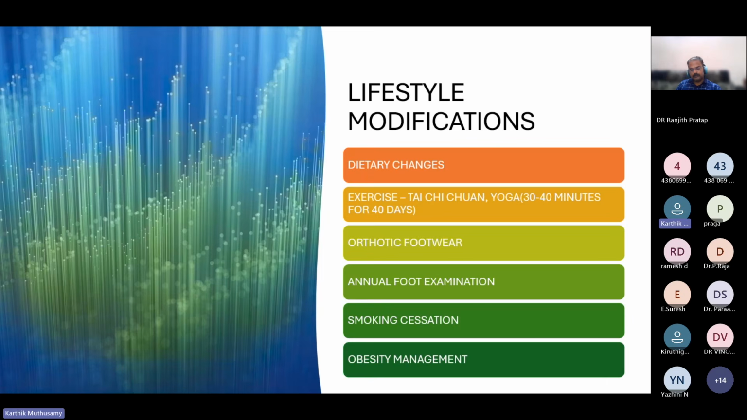Next, orthotic footwear is very much essential for preventing skin ulcers and arresting the progression of diabetic neuropathy. An annual foot examination is very much essential in all cases of diabetes and diabetic neuropathy. Smoking cessation, obesity management, and strict blood pressure control are also very much essential.